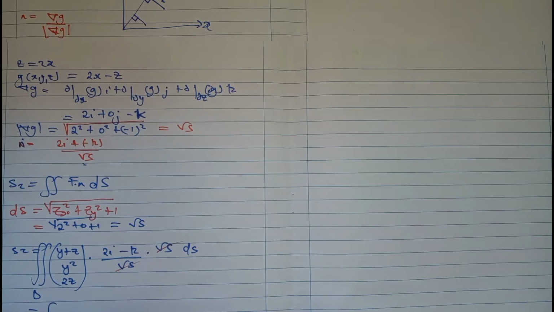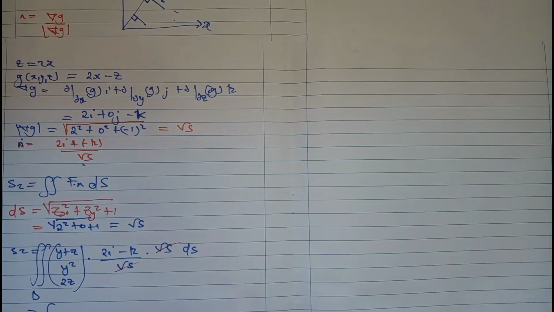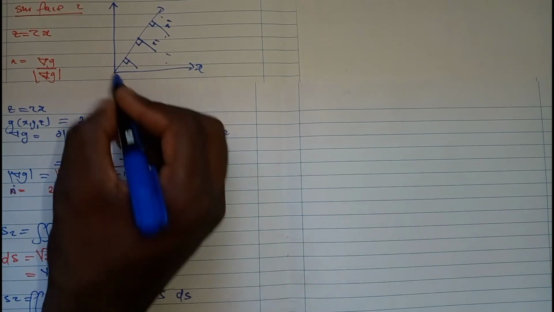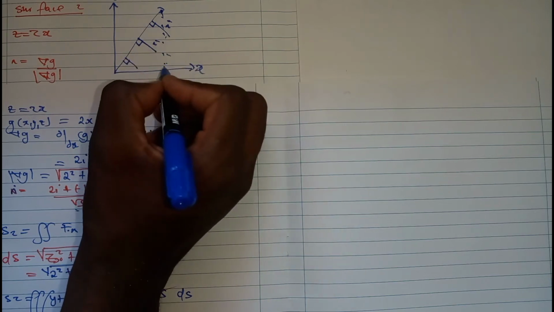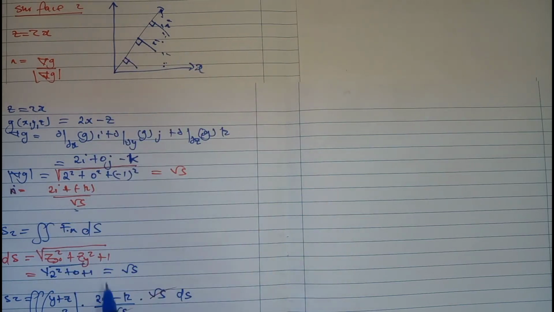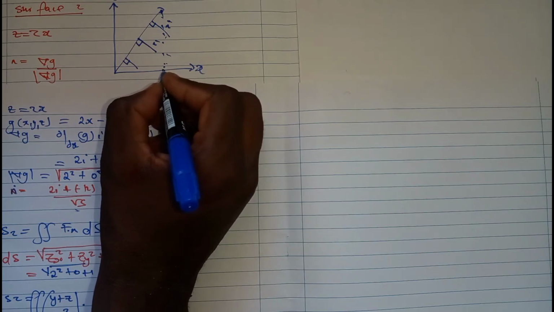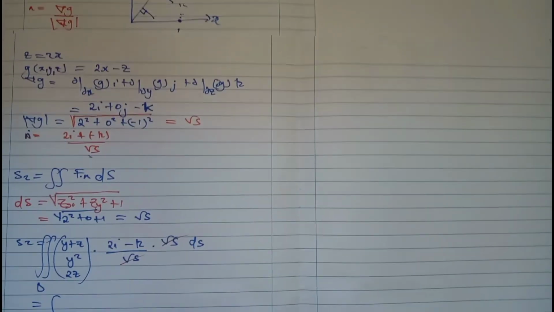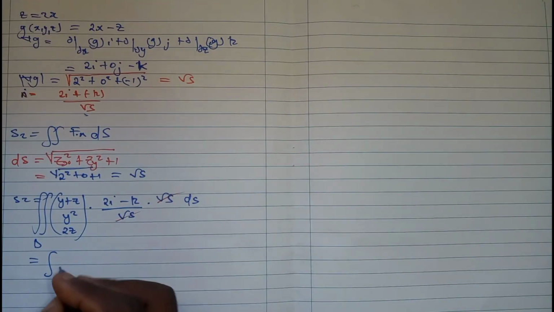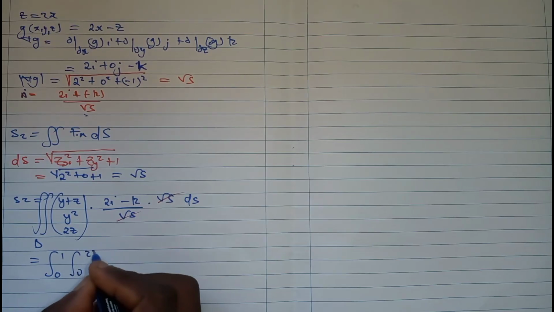Okay, so now let's evaluate the answer. So our surface is going to range, as you can see, this is going to be our surface. So this is z equals 2x. Okay, but it has a limit, because of our cylinder, the maximum limit for x is going to be 1. So let's put our limit right here. So x from 0 to 1 and z from 0 to 2x.